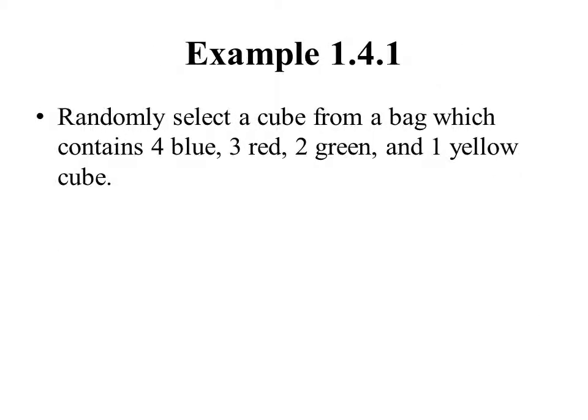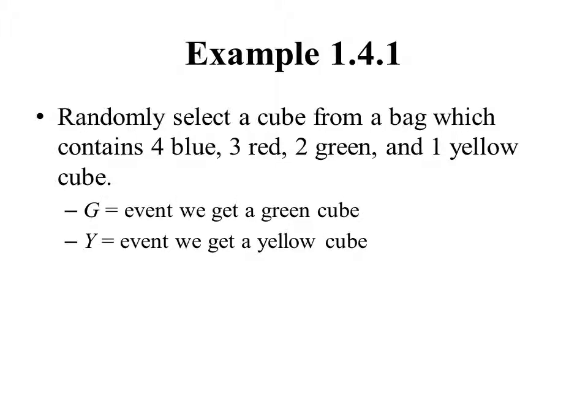Okay? So to illustrate this third axiom, let's look at example 1.4.1, and we're going to go back to the scenario where we randomly select a cube from a bag which contains four blue, three red, two green, and one yellow cube. Let's let G denote the event that we get a green cube, and Y denote the event that we get a yellow cube. Now, using the theoretical approach, the probability of G is 0.2, just 2 divided by 10, and the probability of Y is 0.1. It's 1 divided by 10.